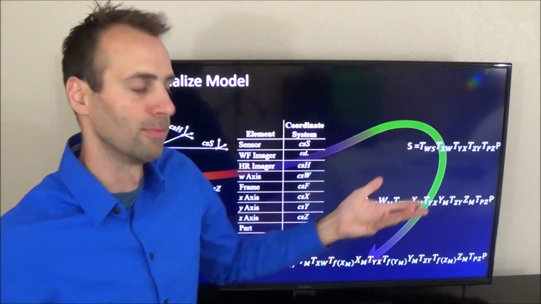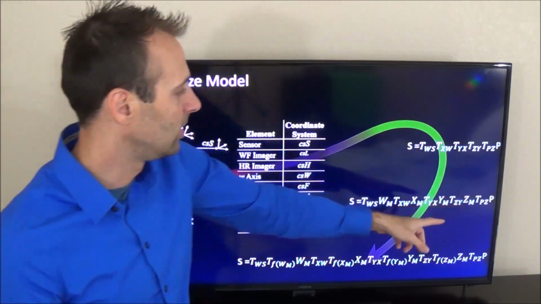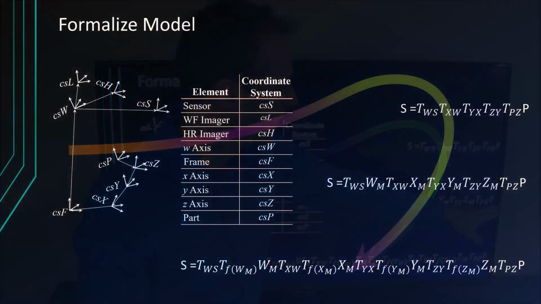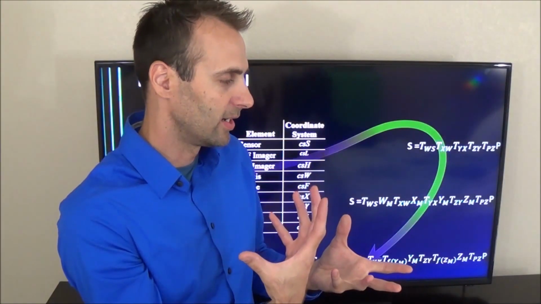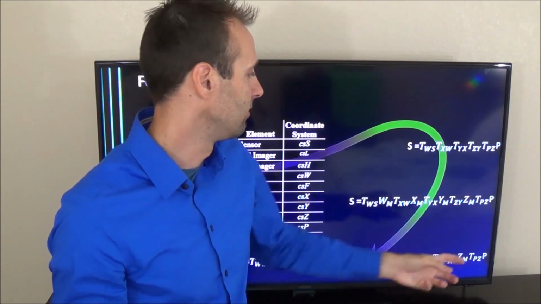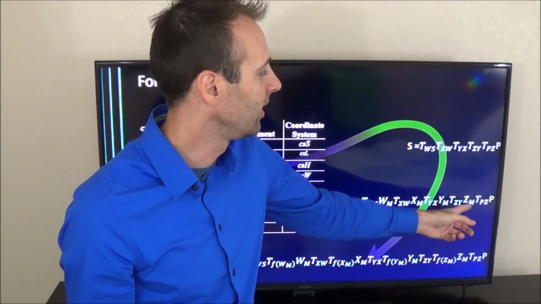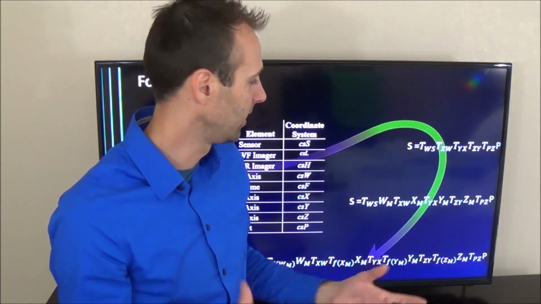Well, machine tools move, so how does that work? So what you do then is you just say from part coordinates, I want to transform into the Z coordinate system, but then I want to add my motion from the Z axis.